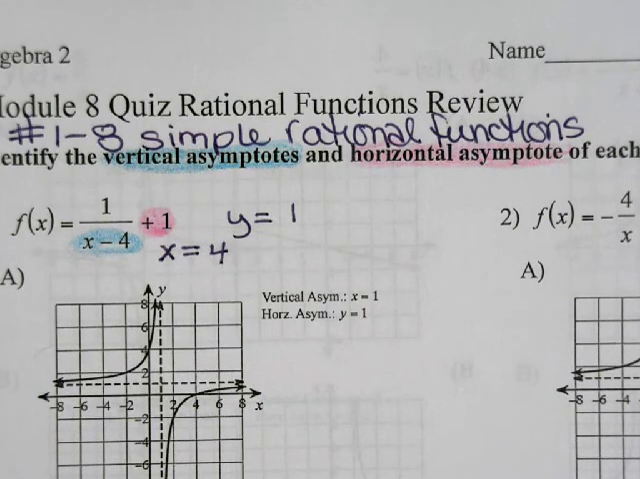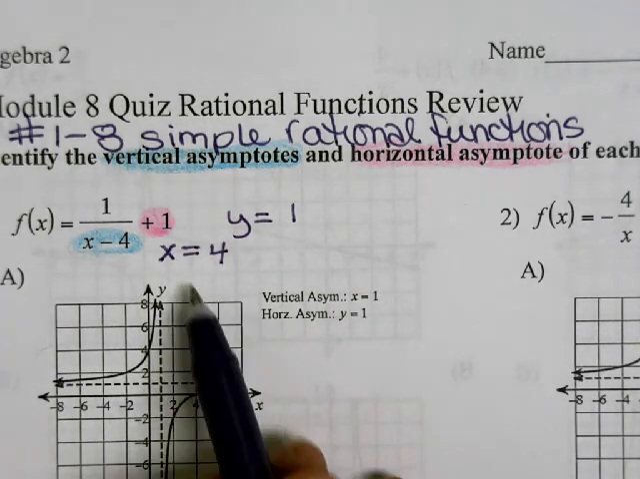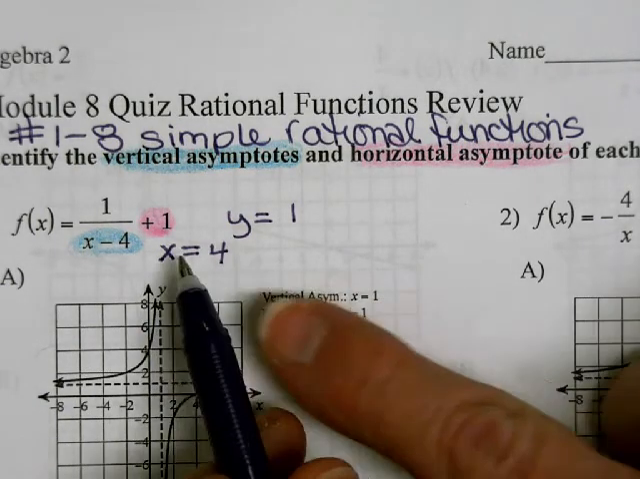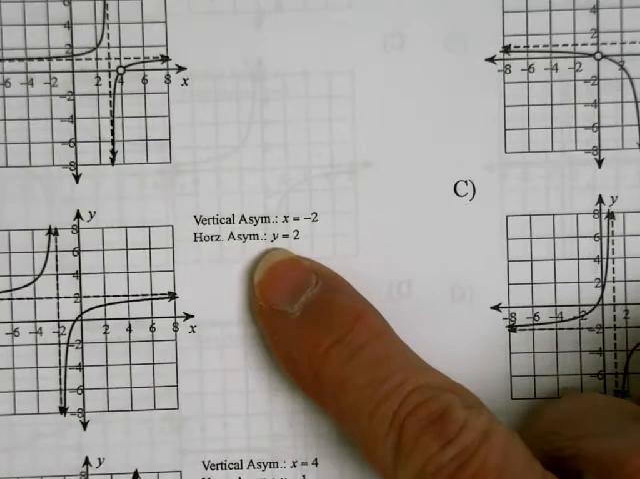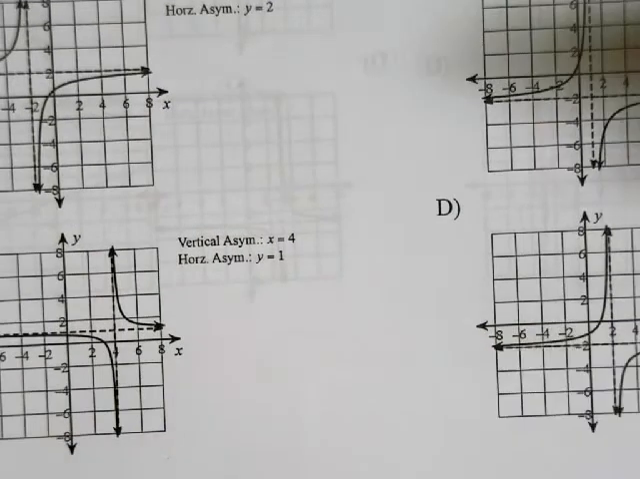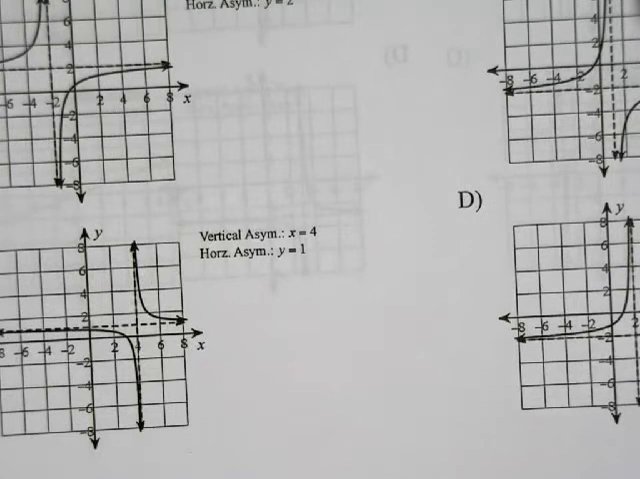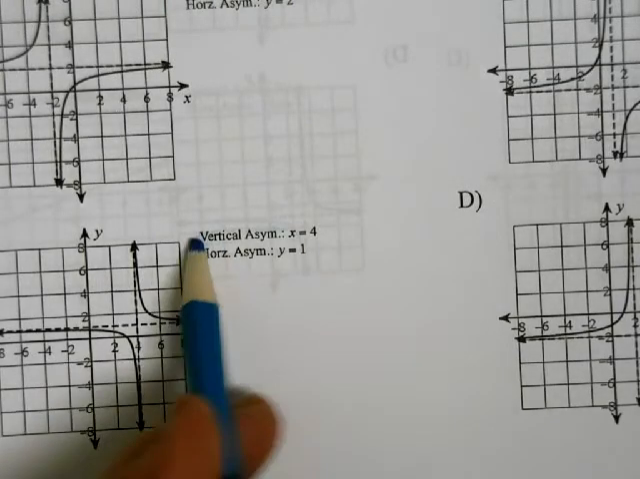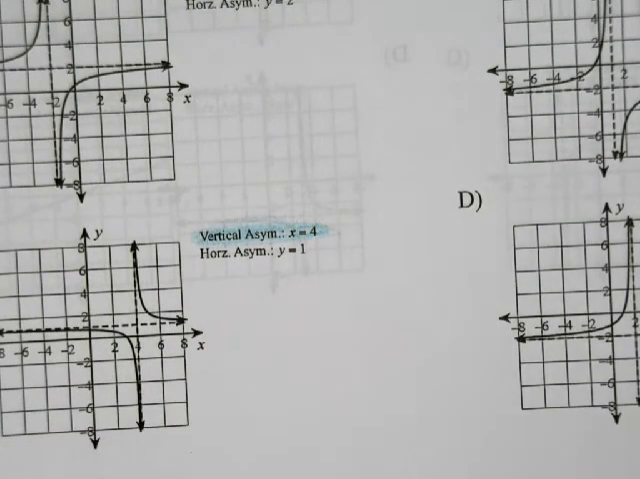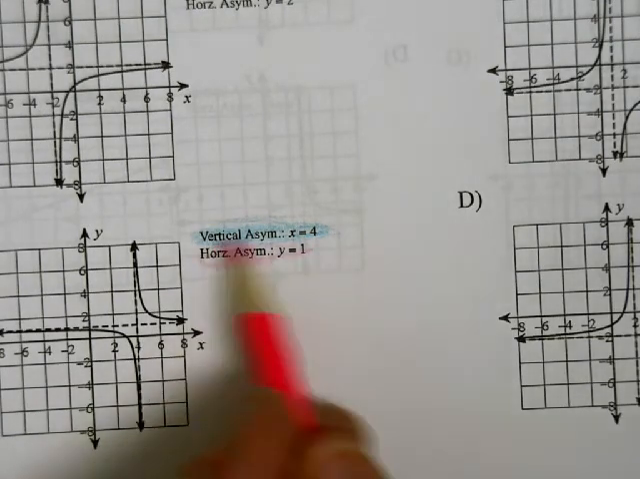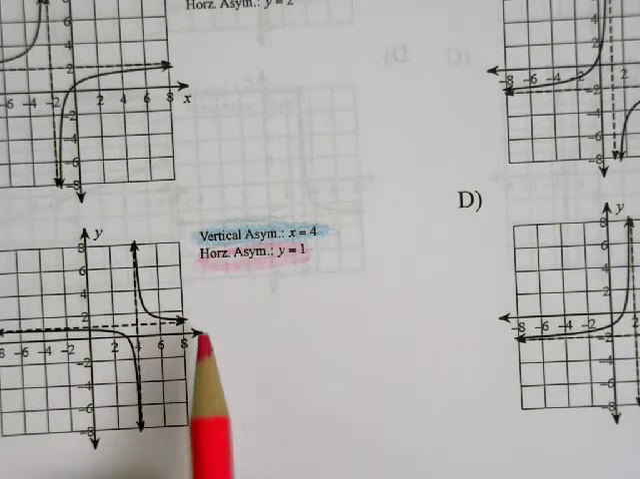Now there's more to the dance than this, but for number 1's dance, all you have to do is look for a pair of asymptotes. The vertical is x equals 4, the horizontal is y equals 1. So A's out, B's out, C's out, and D is it. Won't color code much. I just wanted to get you in the game, okay?